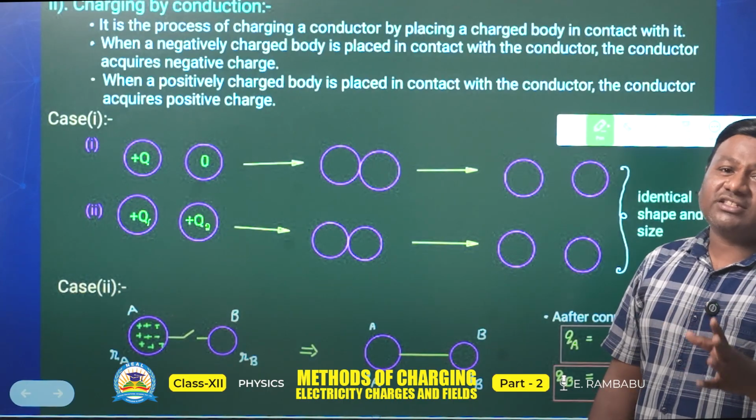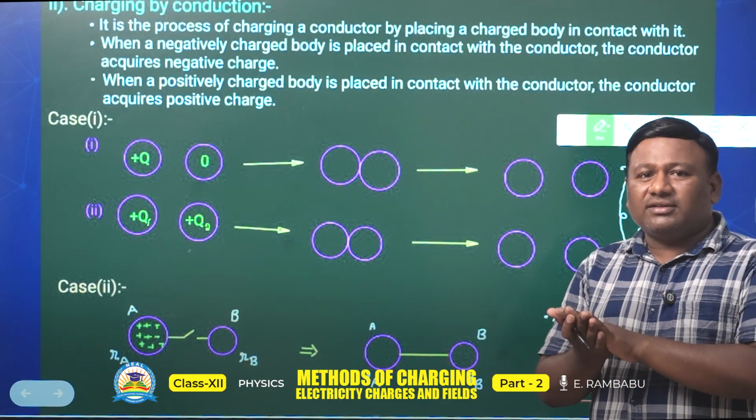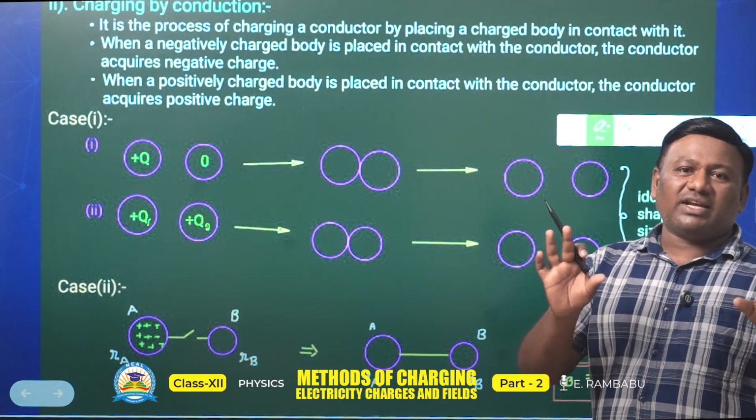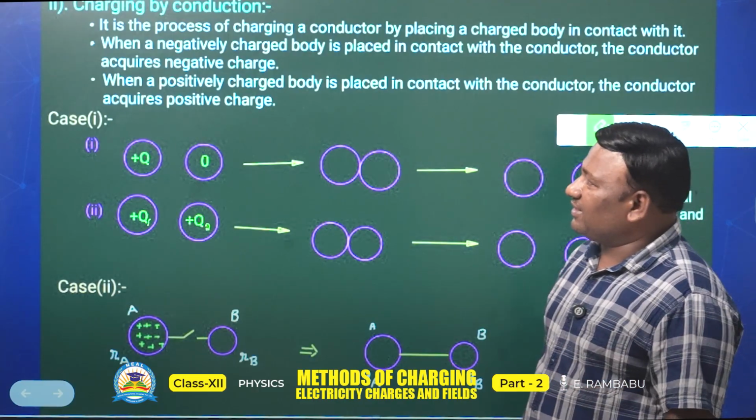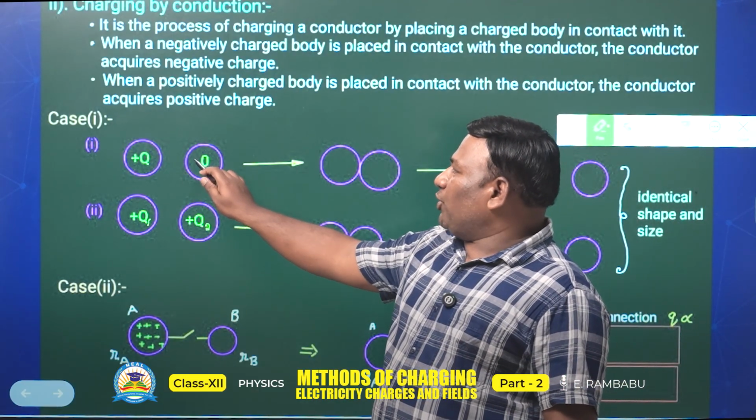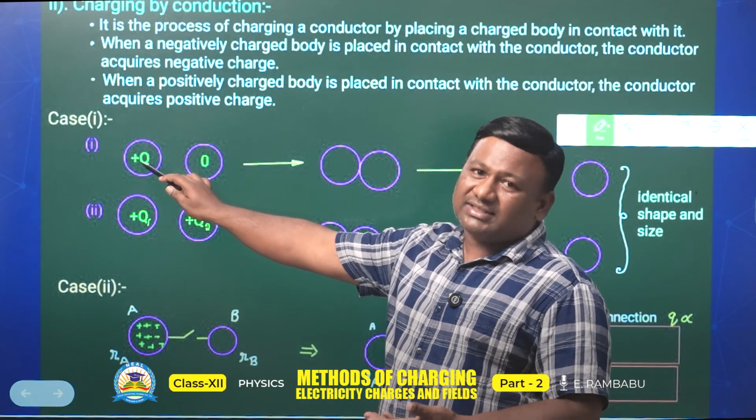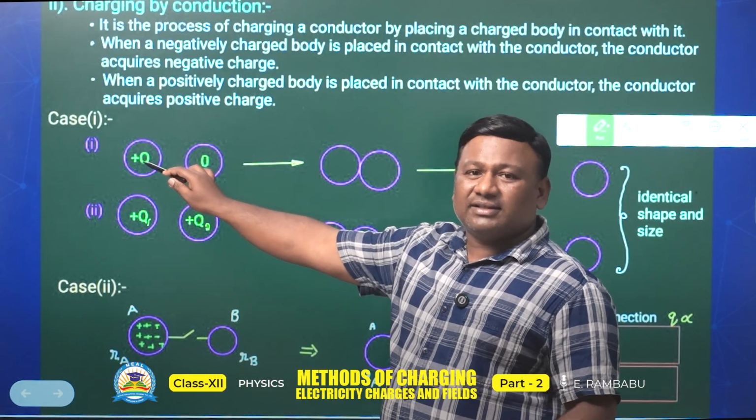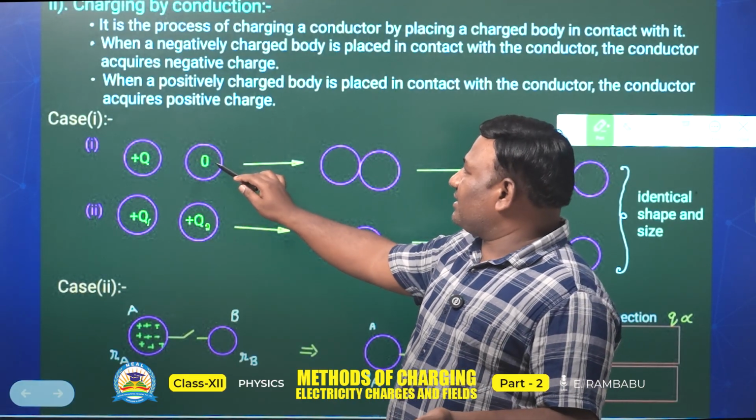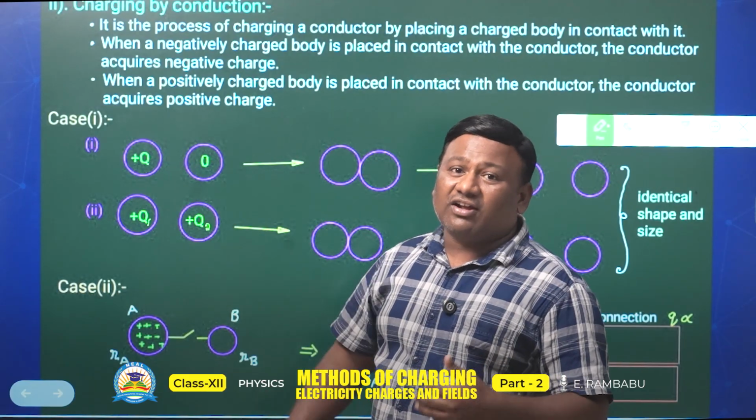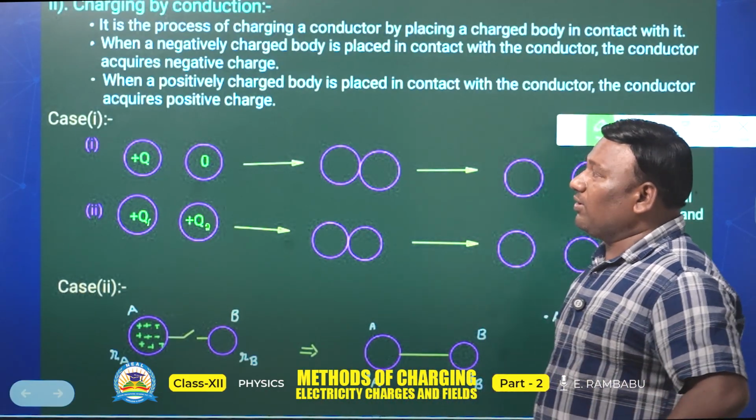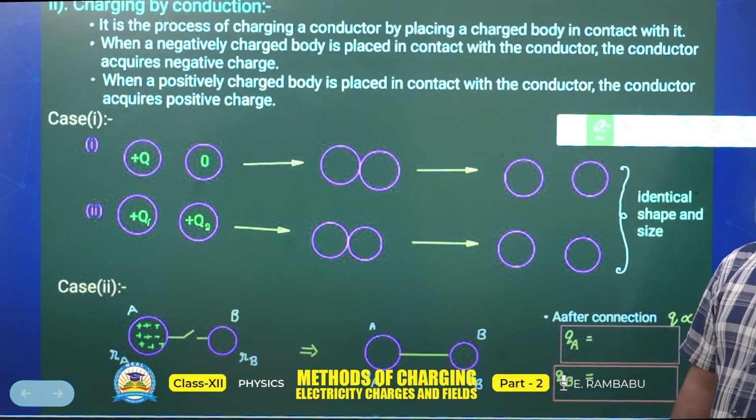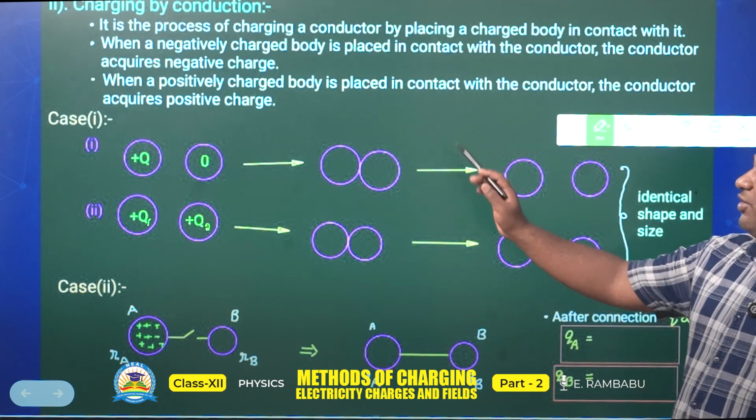Means in the friction process, after rubbing, one body attains positive charge and one attains negative charge. But in this process, if a neutral body, nothing but a conductor, is taken in contact with a negative body, then it becomes negative, and if it is taken in contact with a positive body, it also becomes positive. So here a similar charge can be attained by the neutral body.